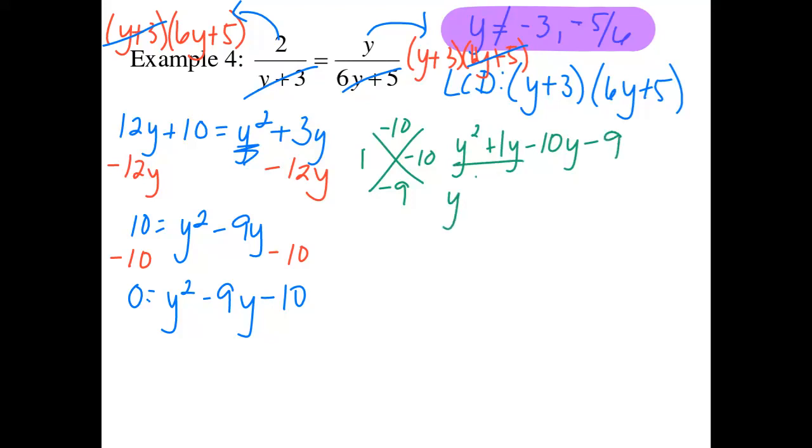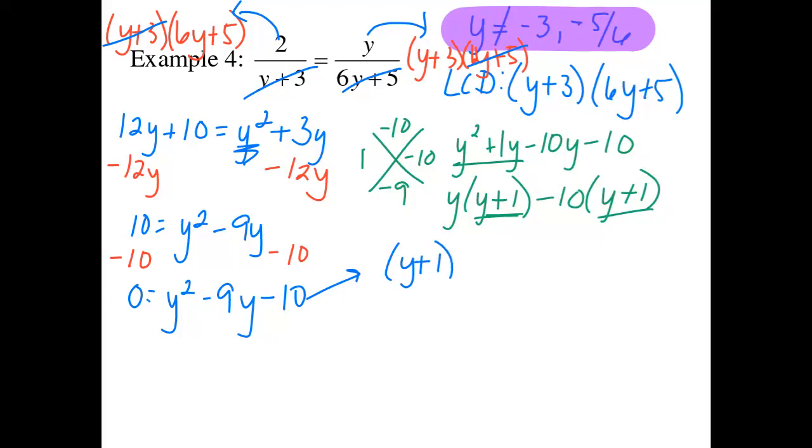First two terms share a y, so we'll take that out. Second two terms, they're both negative. If I want y plus 1, I need that negative out. And shoot, I missed that this shouldn't be a 9. It should be a -10. Otherwise, that wouldn't have worked. So we got to take out a -10. Now there's something they have in common. So y plus 1 when I take out -10. So now they match.